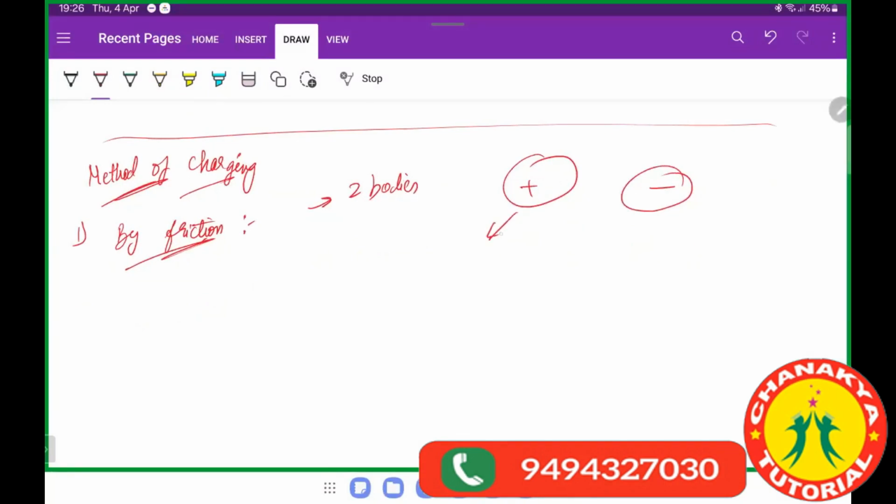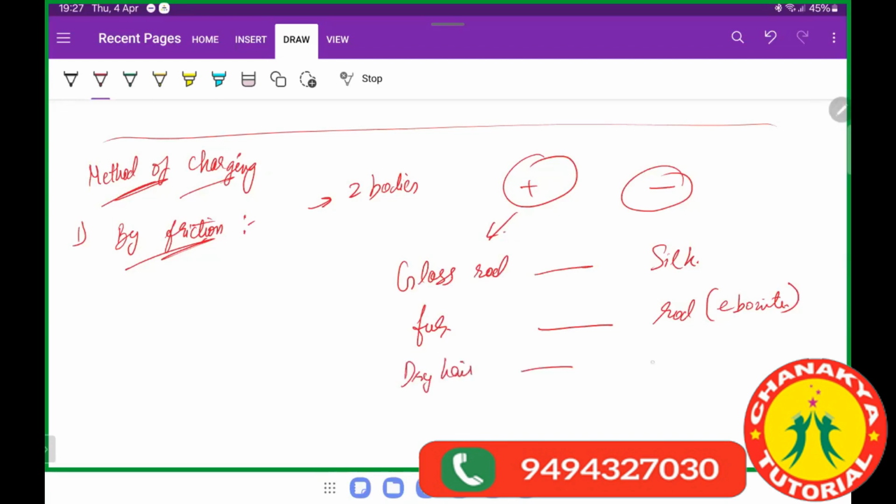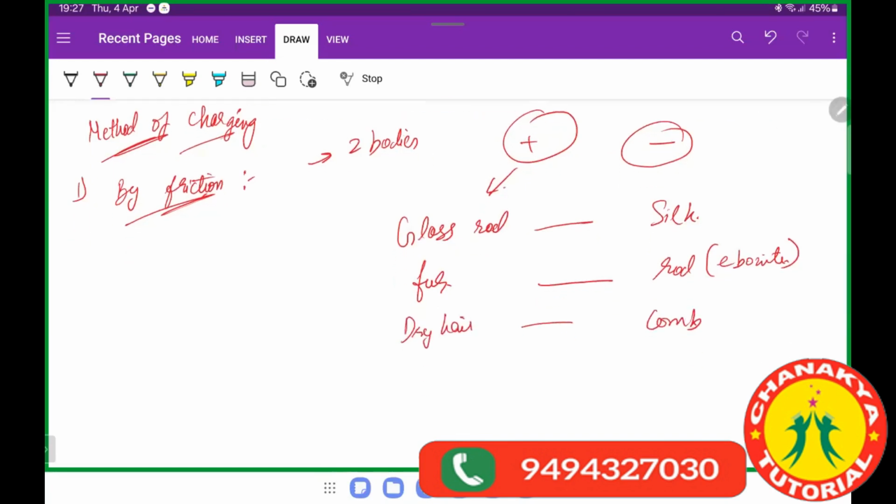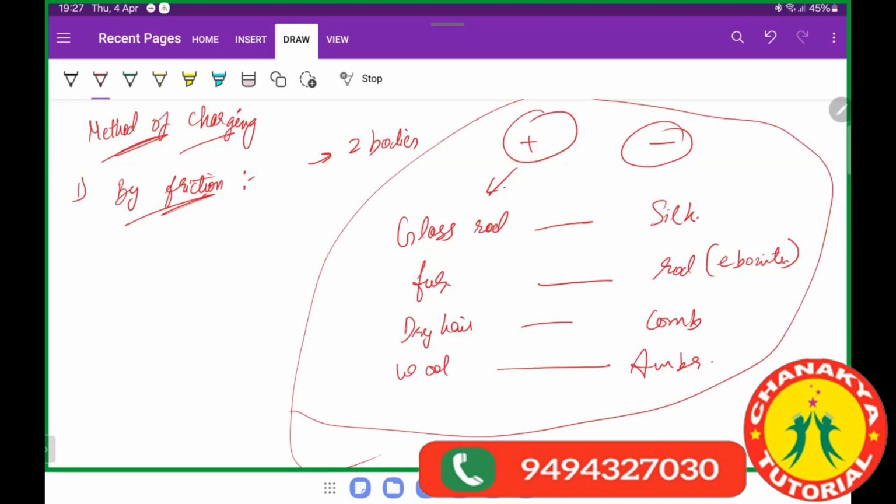So if I make a list of this one: this is a glass rod and silk. This is fur and rod. Purposely, we will say here ebonite rod. Your dry hair and, as you said, comb. Wool and amber. See, actually, we have said these are positive and negative charges. It's not exactly like that, but it is just assumed by us.